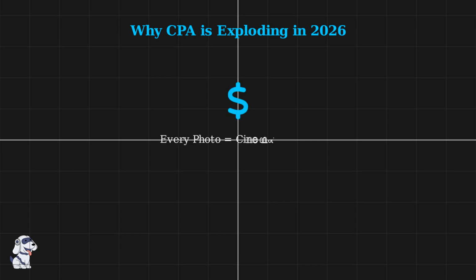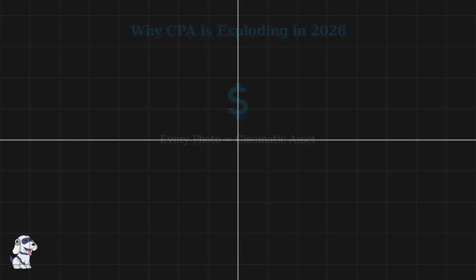By motionizing existing static libraries, businesses can now access high-end, cinematic-style content at a fraction of the cost, making it the most efficient way to scale visual marketing.